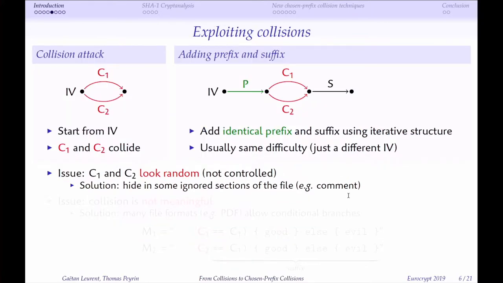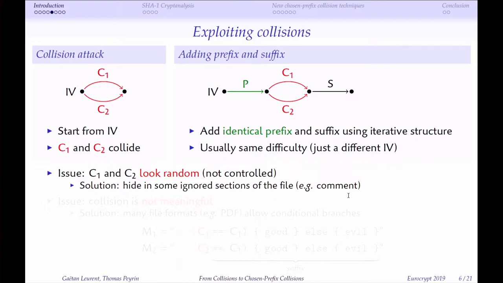So I said we know how to compute collisions for SHA-1. What does it mean to compute a collision, and what can we do with this? A collision is just: you start from the IV and you manage to build two different messages, C1, C2, that give you the same output.